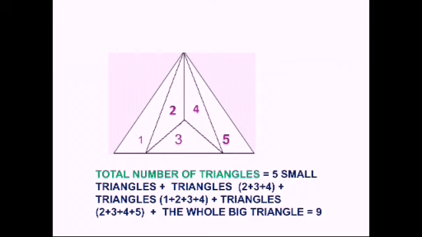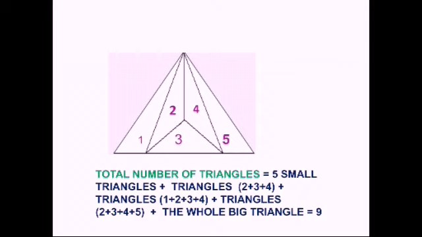I am repeating again. First we have counted all the small triangles that we can see. Now what you have to find is, can you get any more triangles by adding the smaller triangles? Look here, the total number of triangles for this diagram is 5 small triangles that we can see.